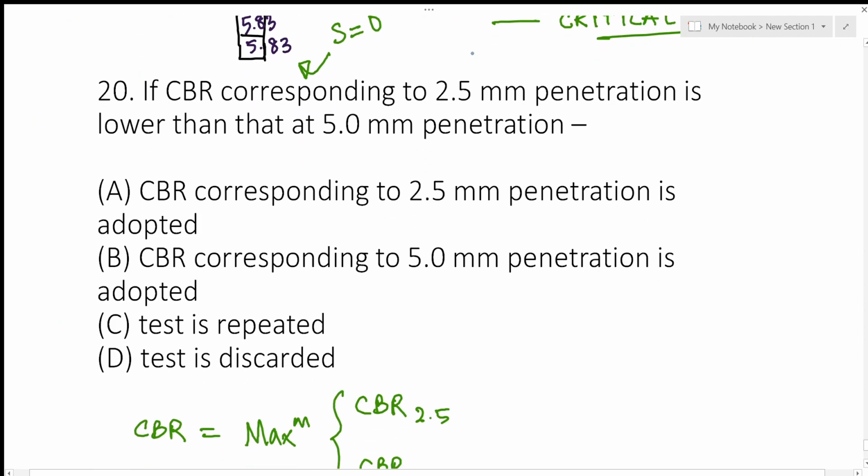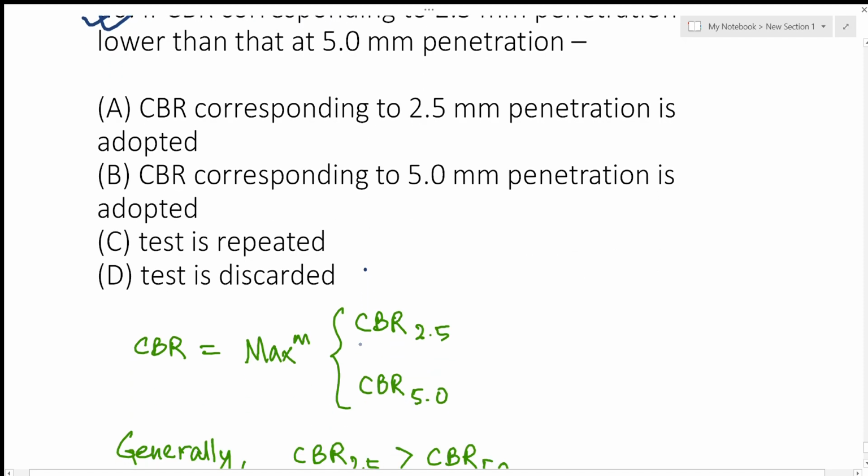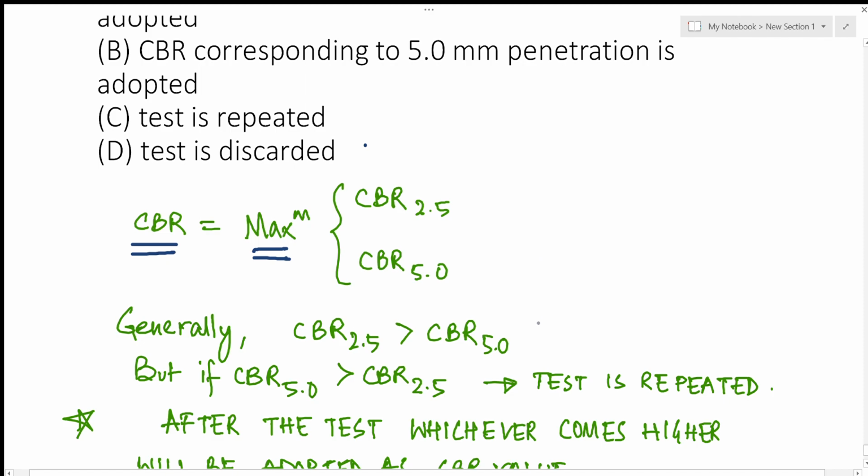Now the next question: if the CBR corresponding to 2.5 millimeter penetration is lower than 5 millimeter penetration, then CBR corresponding to 2.5 millimeter penetration is adopted; CBR corresponding to 5 millimeter penetration is adopted; test is repeated; test is discarded. Now let's see. CBR value is given by the maximum of CBR 2.5 and CBR 5. But generally what happens is CBR at 2.5 millimeter penetration is greater than CBR at 5 millimeter penetration. But if CBR 5 is greater than CBR 2.5, then the test is repeated again.